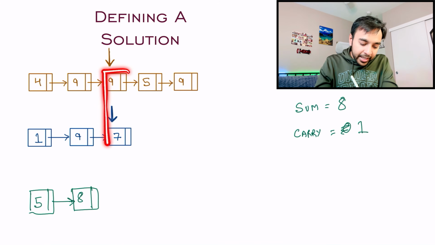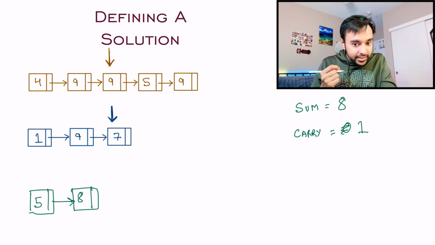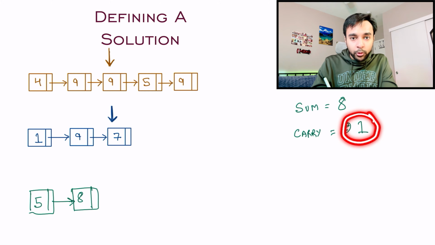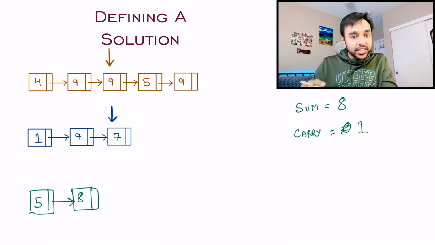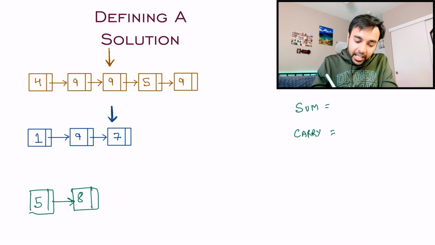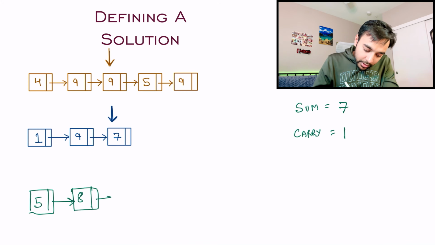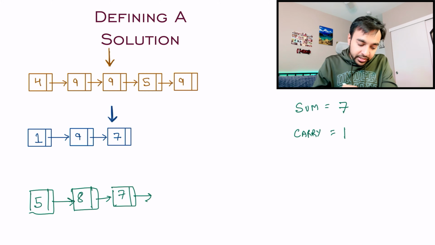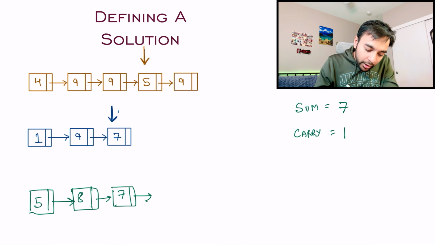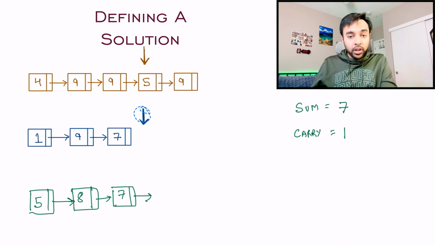This time add 9 and 7. 9 and 7 is 16, but this time I have one more carry, right? So 9 plus 7 plus 1, that will give you 17, correct? So once again, I'm gonna write down 7 in the sum and 1 will be the carry, right? So create a new node and assign 7 to it. Move to the next pointers. I move to 5 over here and notice that I am at null now. That means I do not have any more digit in the second number.